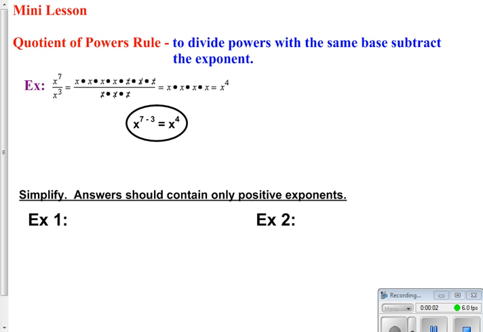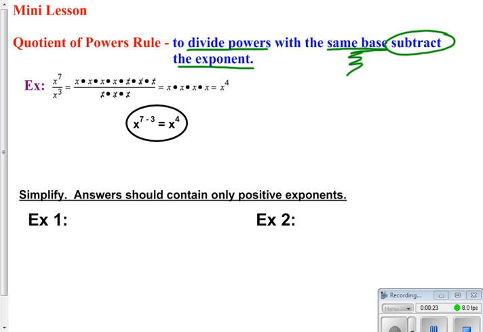Today's lesson is on quotient of powers. Pretty similar to yesterday's product of powers. The difference being, quotient of powers is dealing with division. So when you divide powers, they have to have the same base. When they have the same base, today you will subtract the exponents.